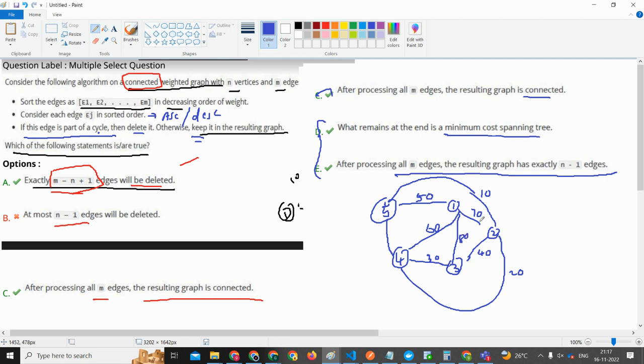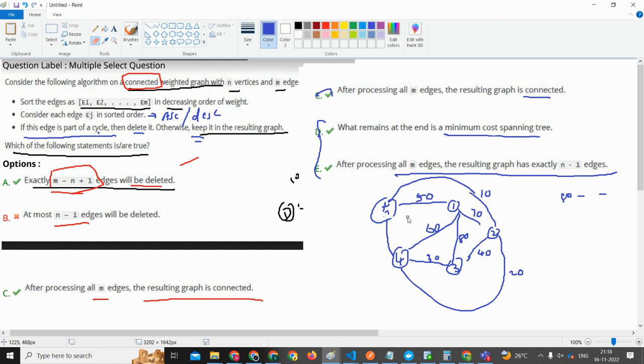So what will we start with? We'll start with 80. Sort the edges E1 to EM in descending order, so we have 80, 70, and so on. He's saying we have a connected graph now, right? We're able to reach one through two, going from three to two, two to one. We're able to go from three to four, four to one. That means the edge 3, 1 is forming a cycle. I can safely remove it, since I can still reach one even if I remove this edge.